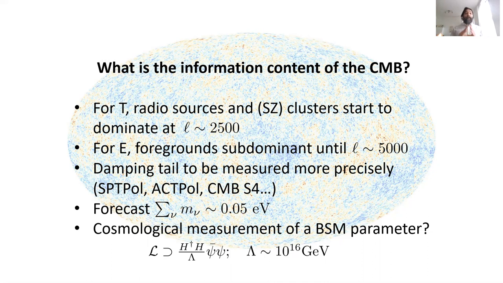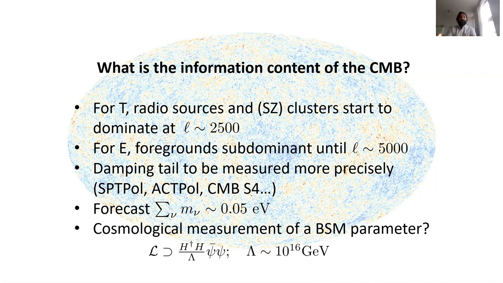The damping tail, the high L tail, is going to be measured so precisely by the upcoming small scale ground-based CMB experiments, which can basically integrate over time, so the signal to noise ratio becomes very, very high. They're going to be so accurate at measuring the damping tail that what you see is going to be sensitive to the sum of the neutrino masses. There are forecast sensitivities for ground-based CMB experiments to the sum of neutrino masses to the order of 10 to the minus 2 electron volts. Meaning that the damping tail would look different if the neutrinos really were massless versus if they had a small mass. Okay?